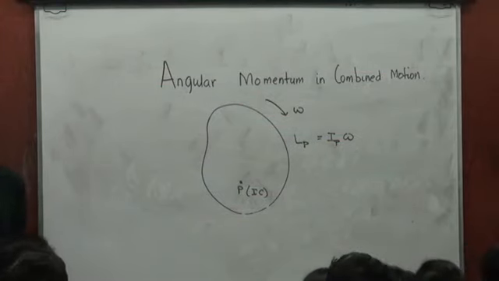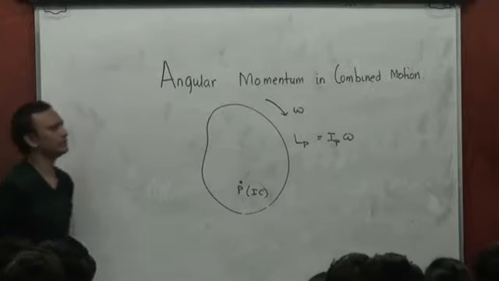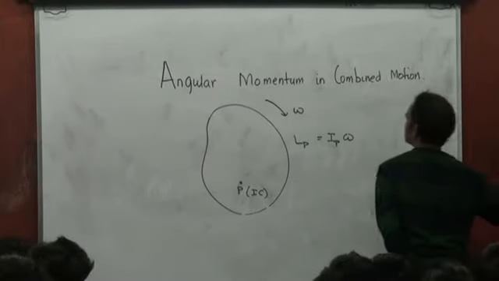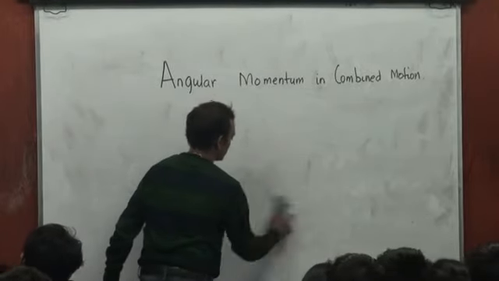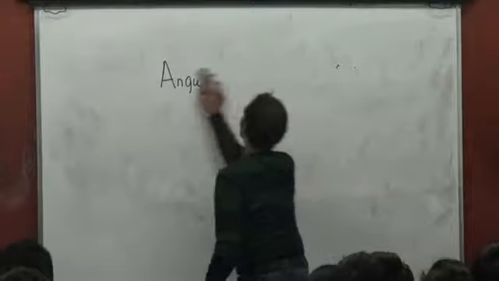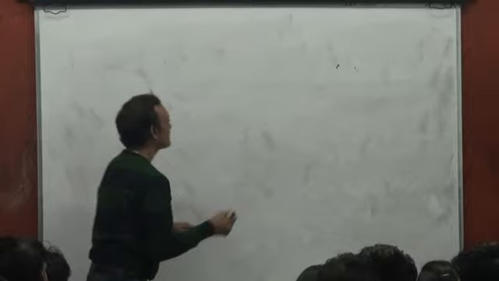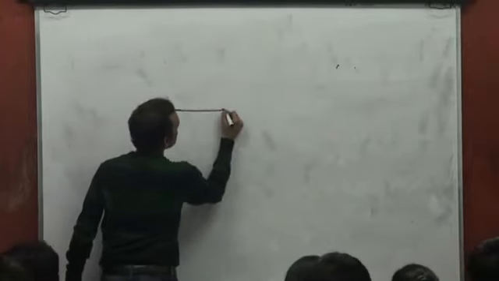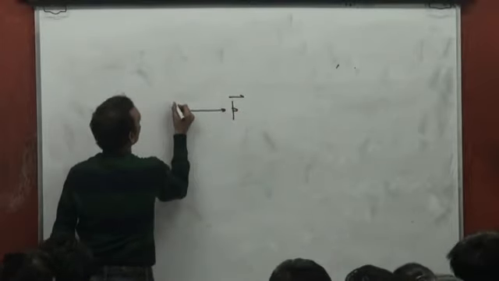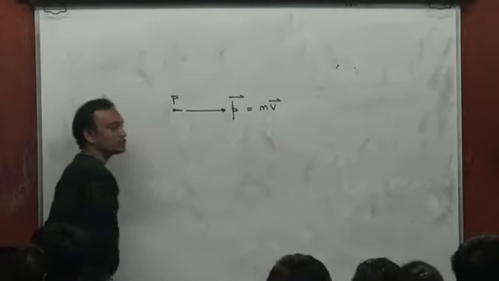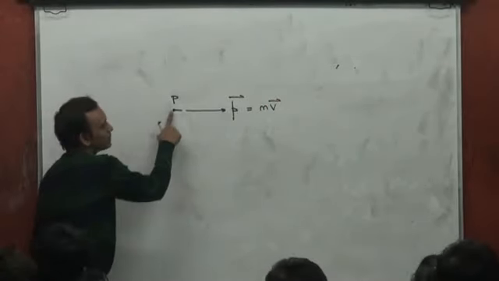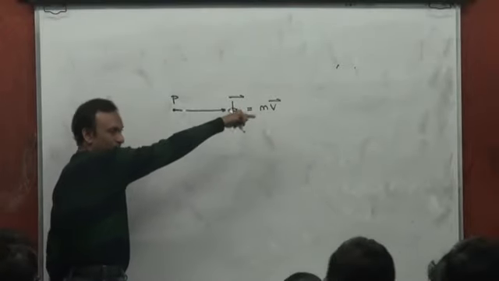Once you understand these calculations, the way they normally tell you angular momentum is the following. Say this is the linear momentum vector for a particle P, which is m into v. For a particle P, this is the linear momentum, m into velocity vector v.